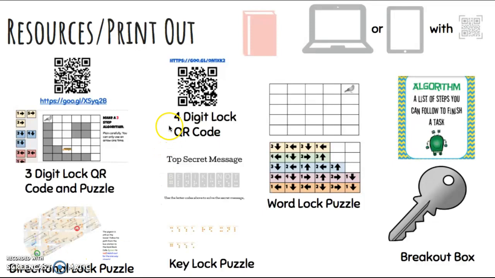You'll want to print out the directional lock puzzle that is shown here. You'll need the QR code for the 4-digit lock, and the key lock puzzle, which is the top secret message. The word lock puzzle you will need to print out. It has the blank part here and the arrows. And for the large breakout box, you'll need the printout of the large key and the poster that is linked in the activity that shows the definition of algorithm.